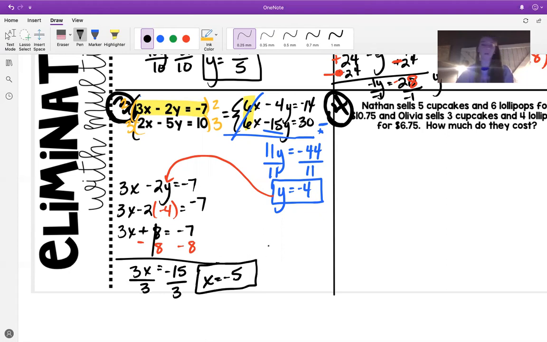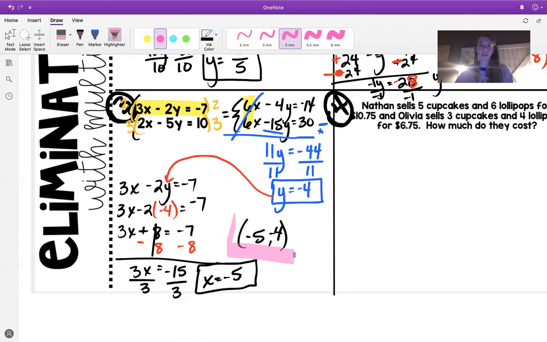All right, and if you want to go back into Desmos, you could type in those original equations, and they will intersect at this point.